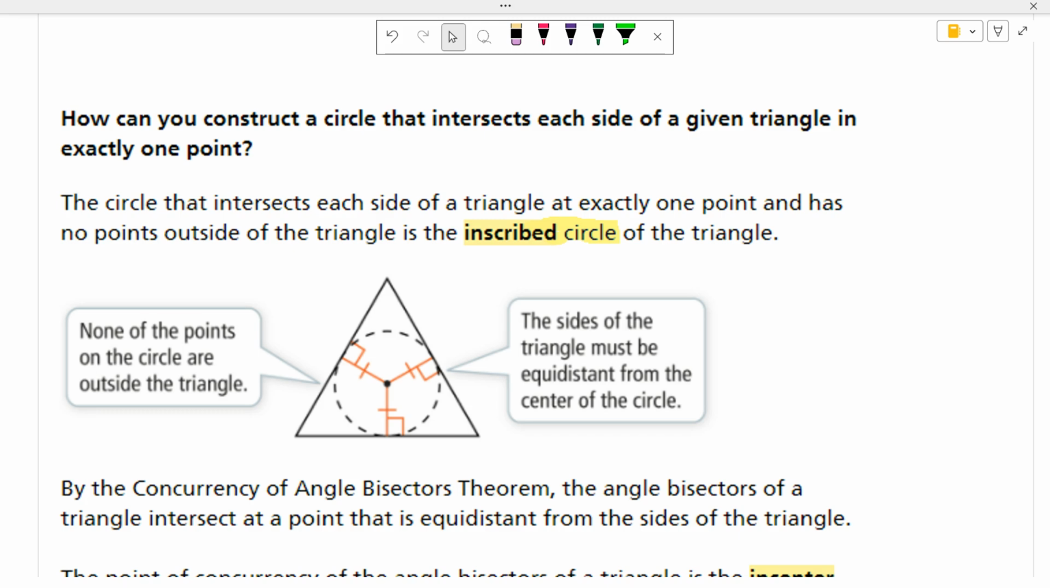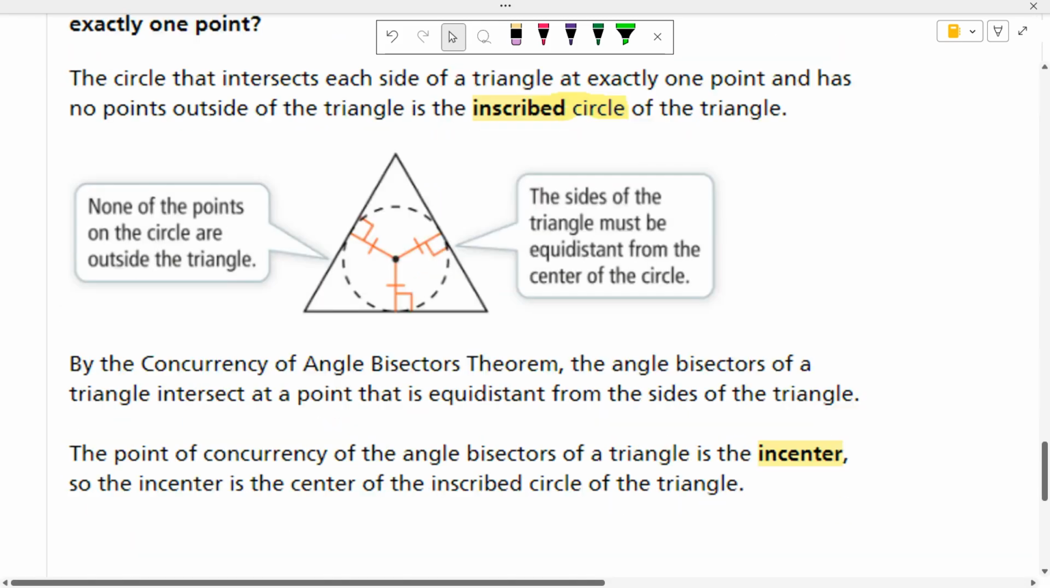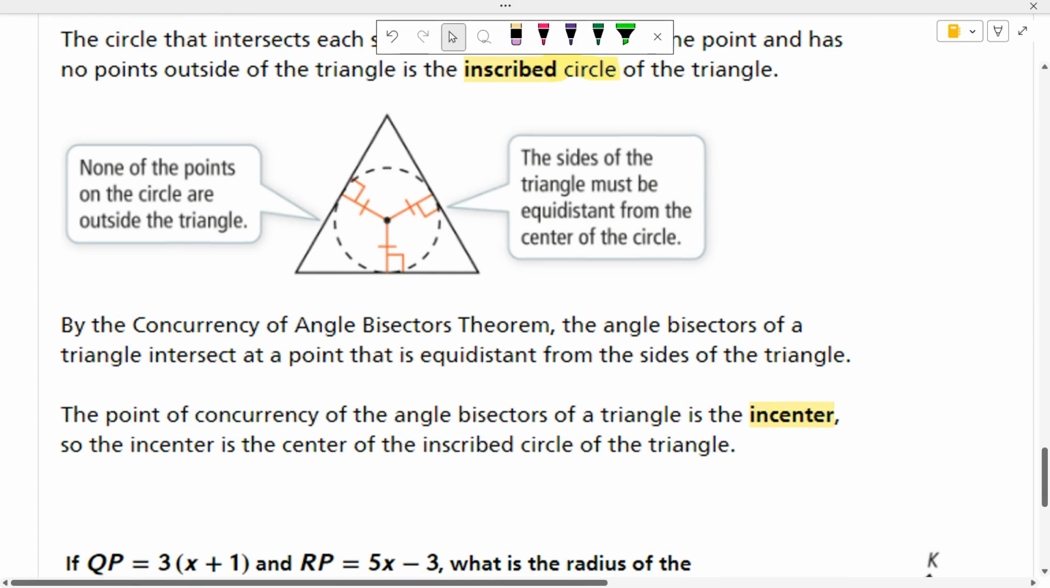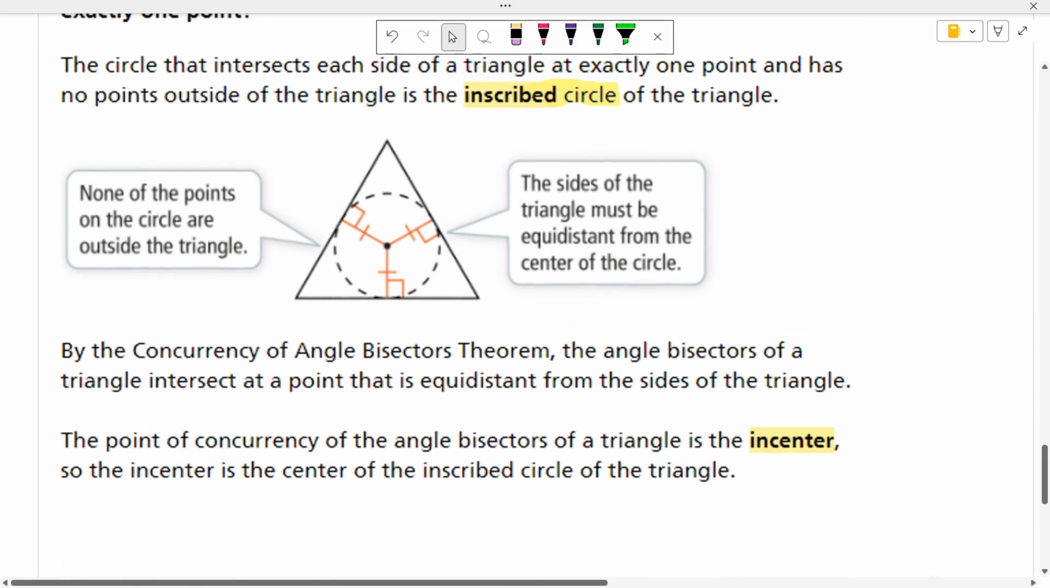Okay, so a circle that intersects each side of the triangle at exactly one point is an inscribed circle. The incenter is the point of concurrency of the three angle bisectors. So your angle bisectors go here, here, and here. They all meet at one spot. It's called the incenter. The point of concurrency of the angle bisectors is the incenter, because the incenter is the center of the inscribed circle.